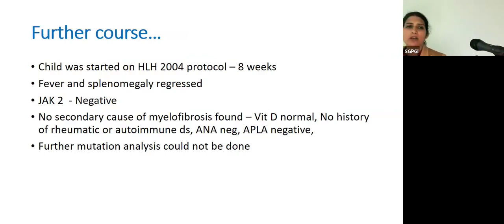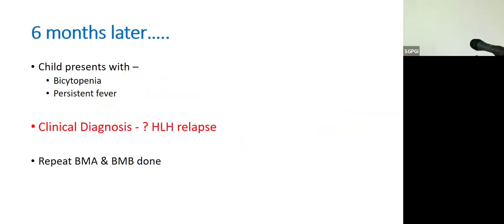Now the child went home. What happens? He comes back after 6 months. What happens after 6 months? He again develops bicytopenia and persistent fever. So the clinicians think that it is a relapse of HLH. So they again do all their investigations, but they also do a bone marrow.